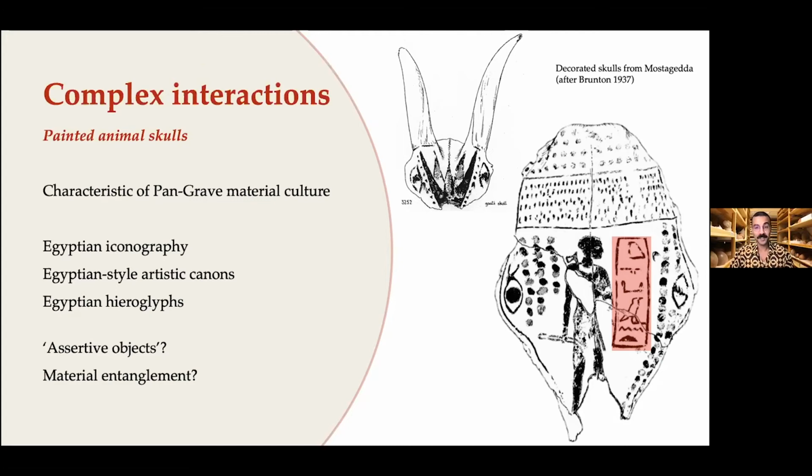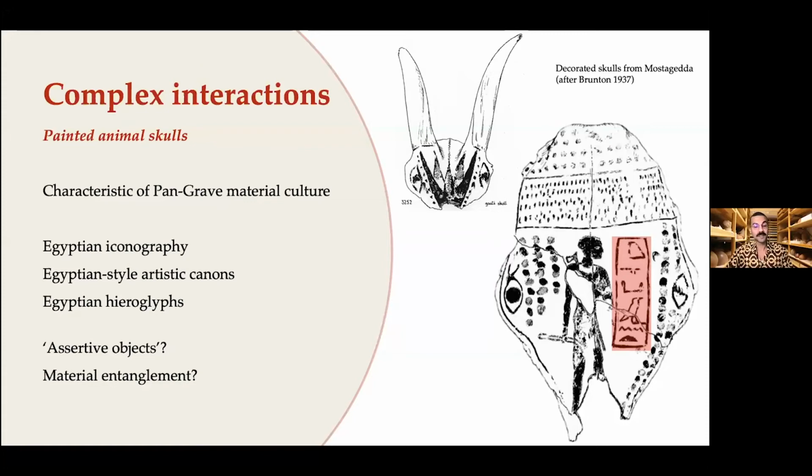We have objects that are fundamentally Pangrave in character, animal skulls with painted decoration, but they are decorated in a manner that one would normally associate with pharaonic Egyptian culture. They are what I would call assertive objects, something that doesn't fit easily into one tradition or another, but that exists somewhere in between. They are neither Pangrave nor Egyptian, but they're equally both at the same time. They assert something about this particular experience of existing between two or more traditions. Or it might also be called an example of material entanglement, where two or more cultural spheres become so deeply entangled that new forms of material culture emerge.